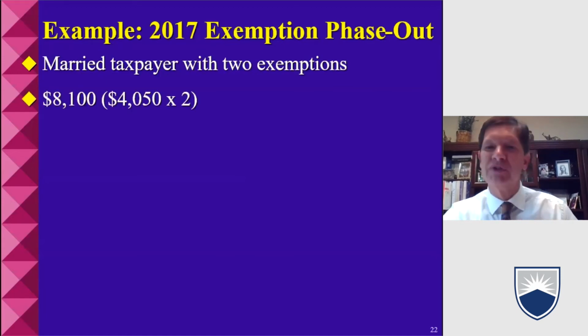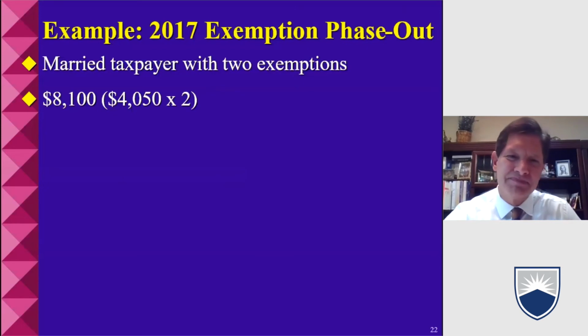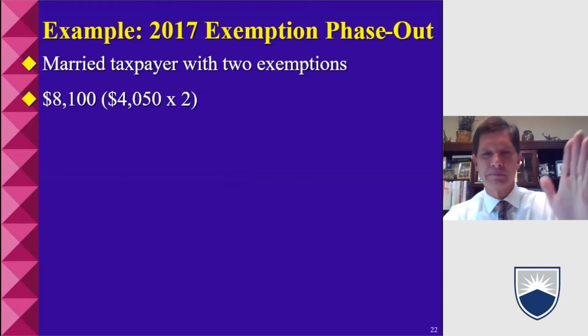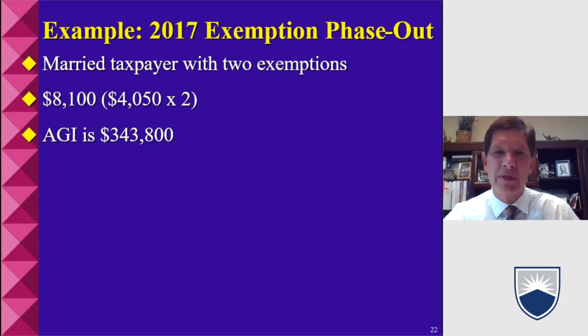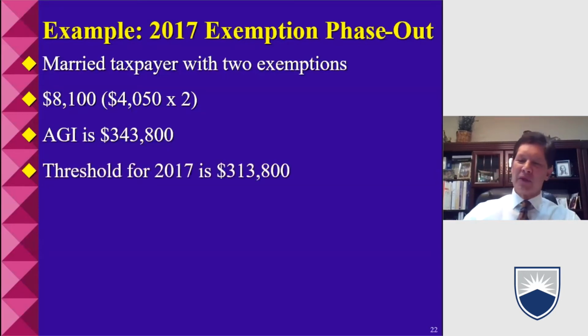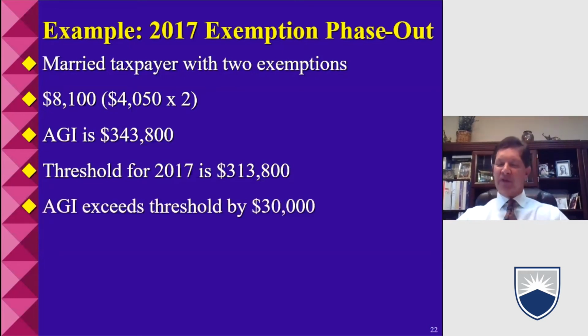Married taxpayer has two exemptions. The exemption amount was $4,050 back in 2017, so $8,100. AGI is $343,800. The threshold back in 2017 was $313,800. So you're $30,000 above the threshold.